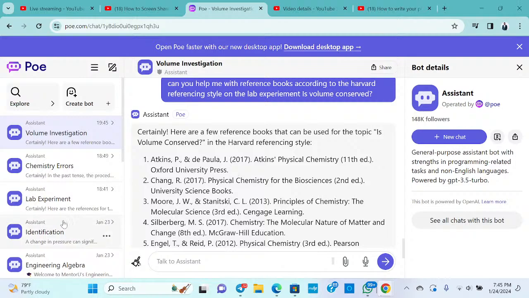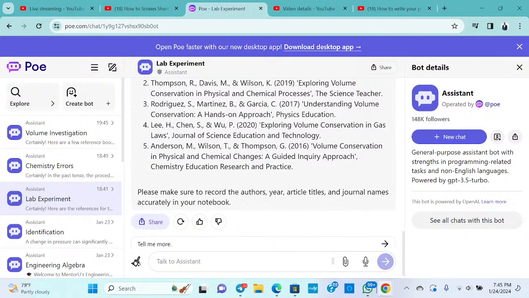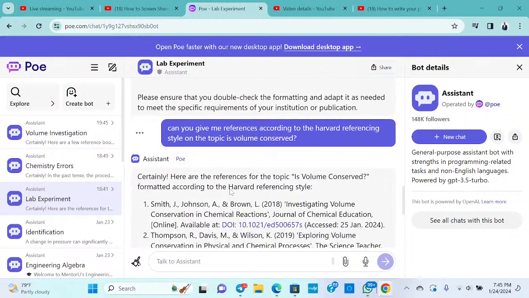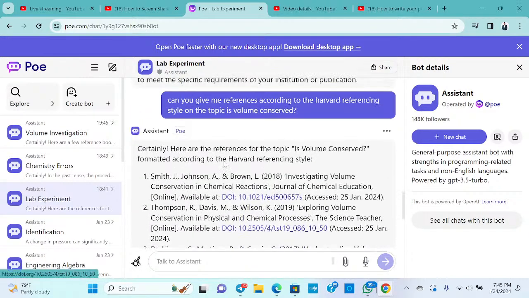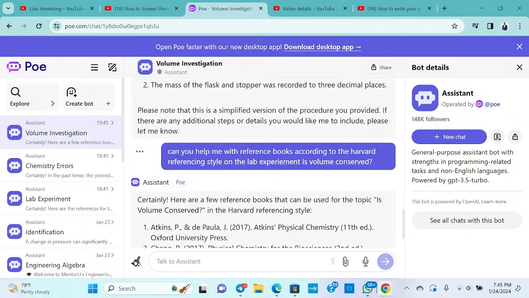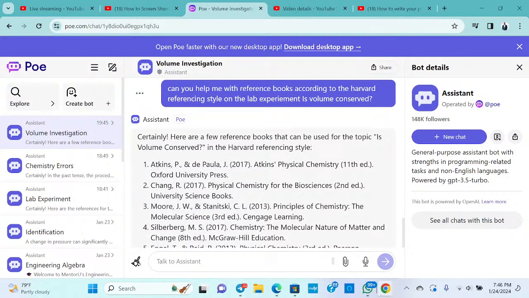Very, very simple. Yes. So let's look at this one. Okay. So I also gave ChatGPT something to do. I told it, can you give me references according to the Harvard referencing style on the topic is volume conserved. Okay, so don't forget, when you are asking this question, to bring the reference books. Don't say references. Just come and say, can you help me with the reference books according to the Harvard referencing style on the lab experiment is volume conserved, or on the lab experiment reaction of anions, or the other ones. Do you get it?